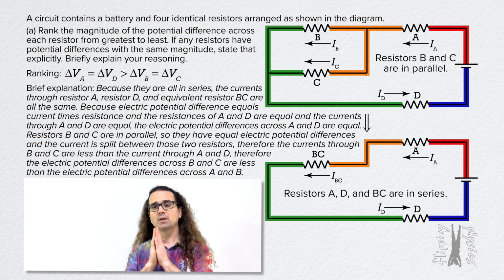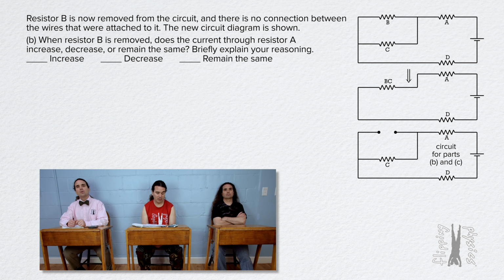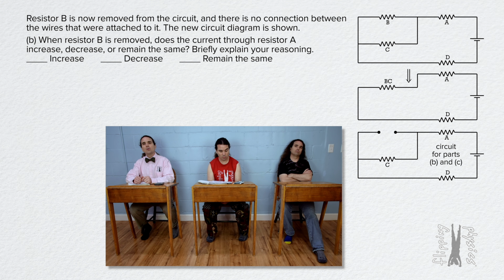Very nice, Bo. Bobby, could you please read and answer part B? Resistor B is now removed from the circuit, and there is no connection between the wires that were attached to it. The new circuit diagram is shown. Part B, when resistor B is removed, does the current through resistor A increase, decrease, or remain the same? Briefly explain your reasoning.